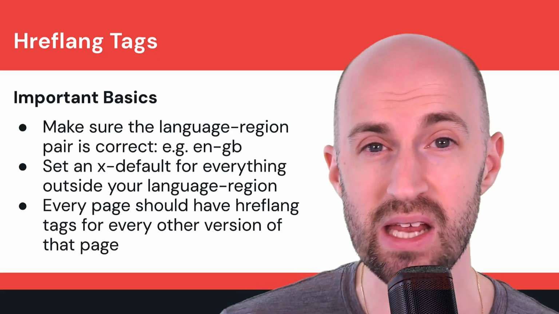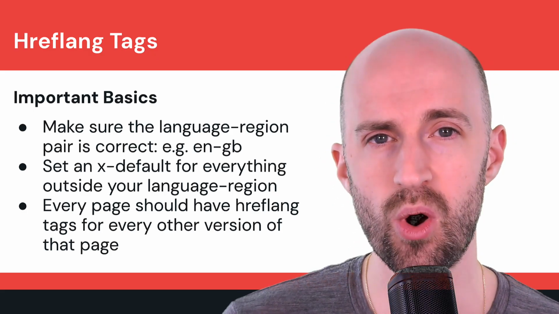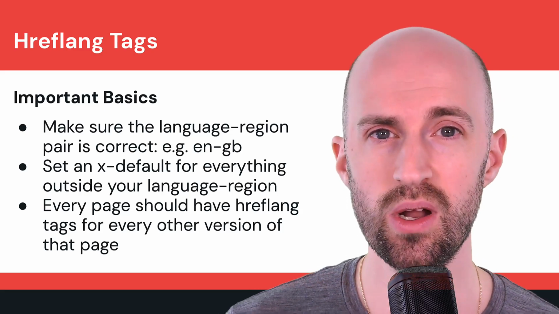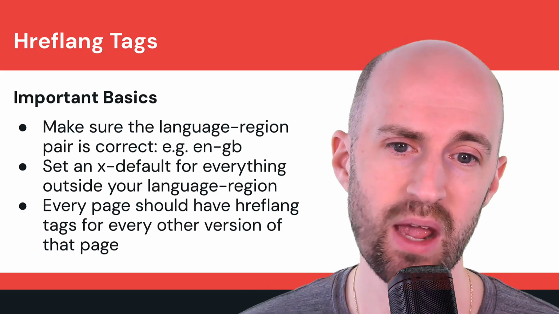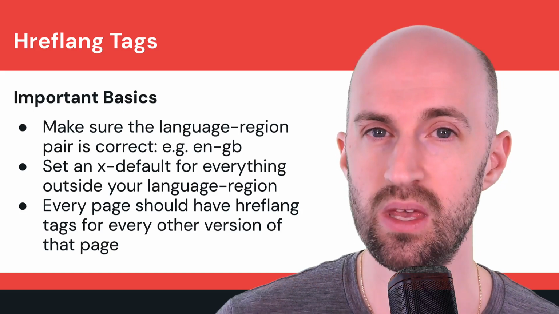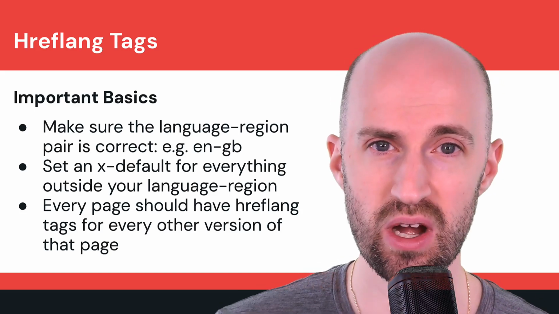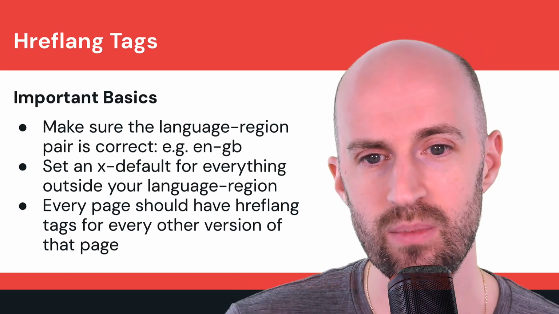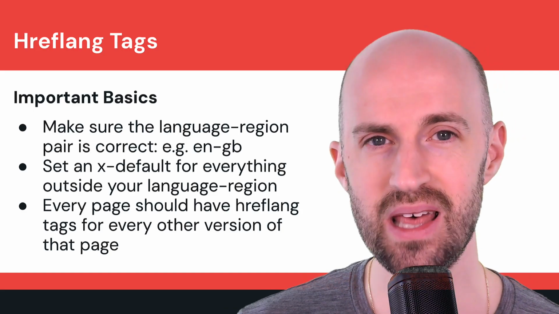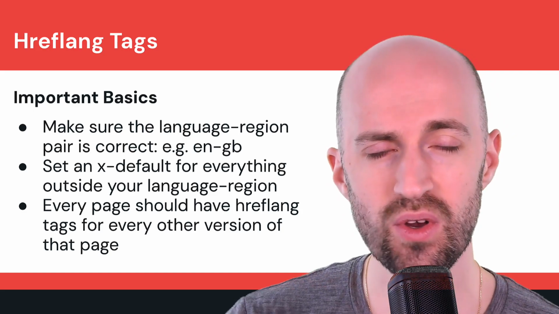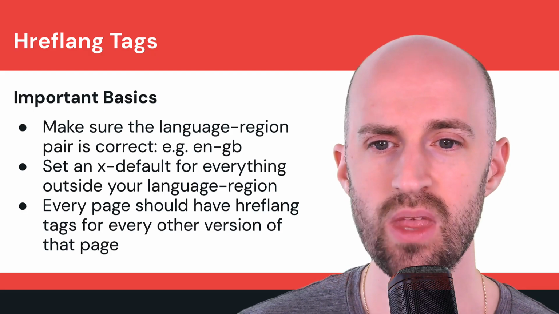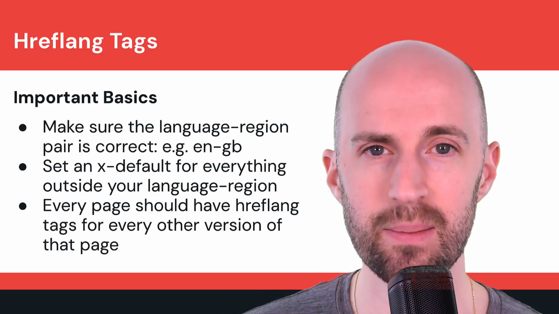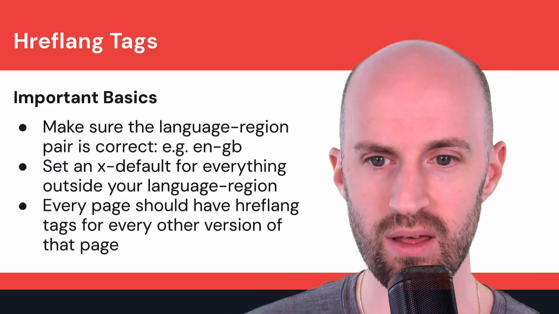So let's quickly talk about hreflang tags, because this is an important part of international SEO, especially if you're targeting multiple languages and or regions. You want to make sure that the language region pair is correct. For example, if your content is in English and you're targeting the UK, then EN-GB is the correct language region pair for that. And it's in the ISO standard, so if you're in doubt, just go online, search hreflang tag, language region pairs, ISO or something like that, and you can see the full list right there.